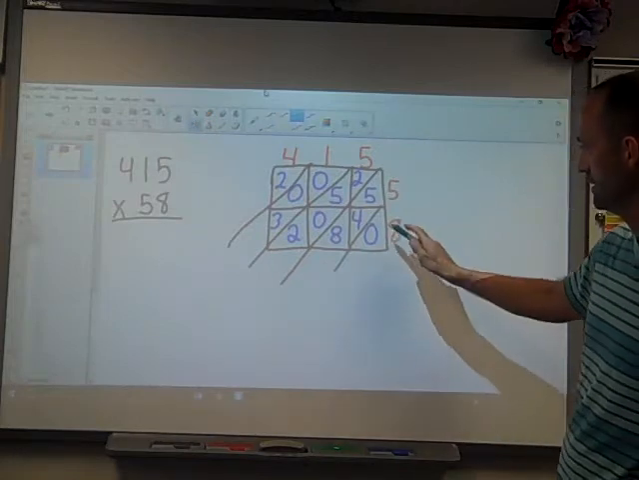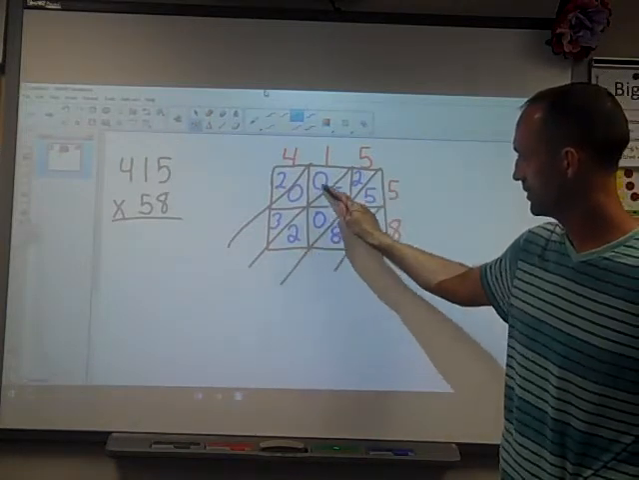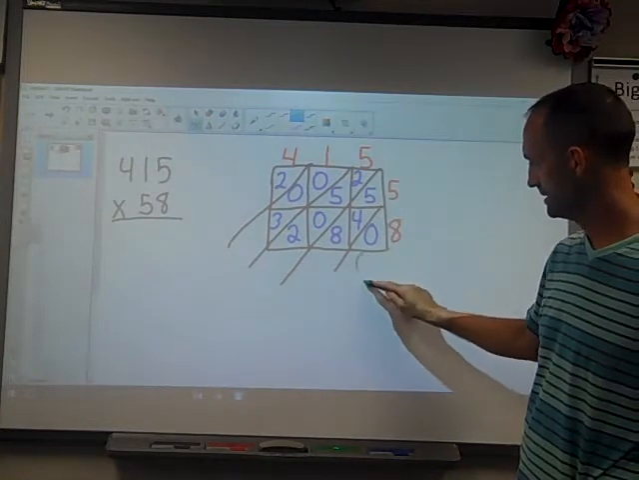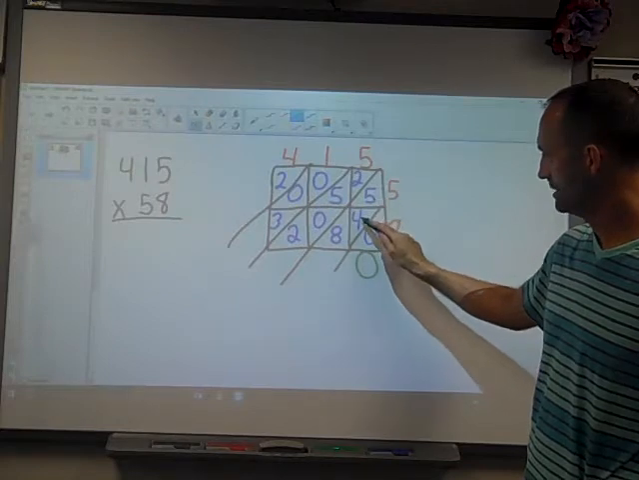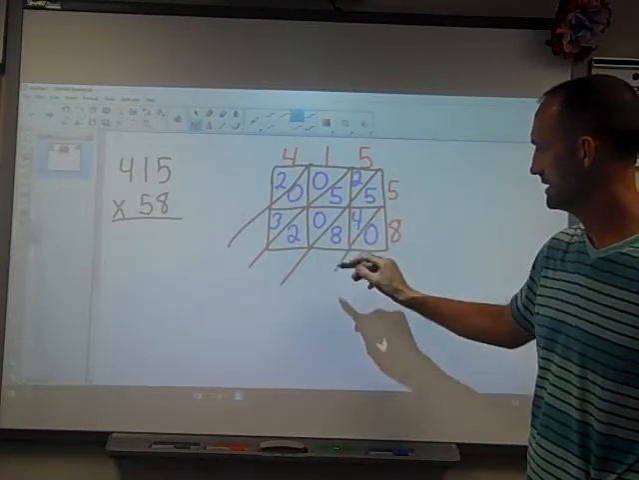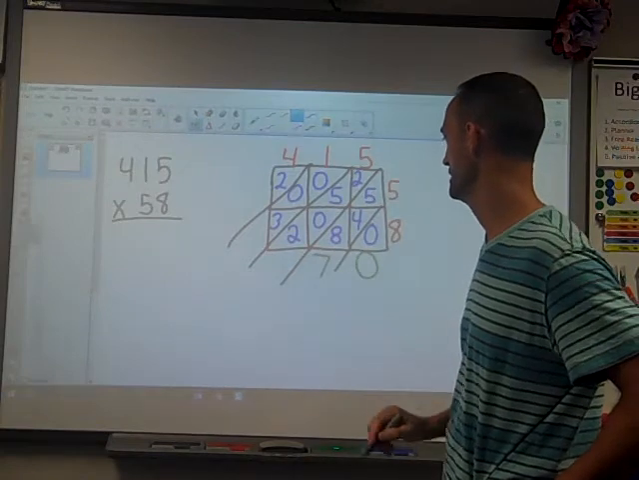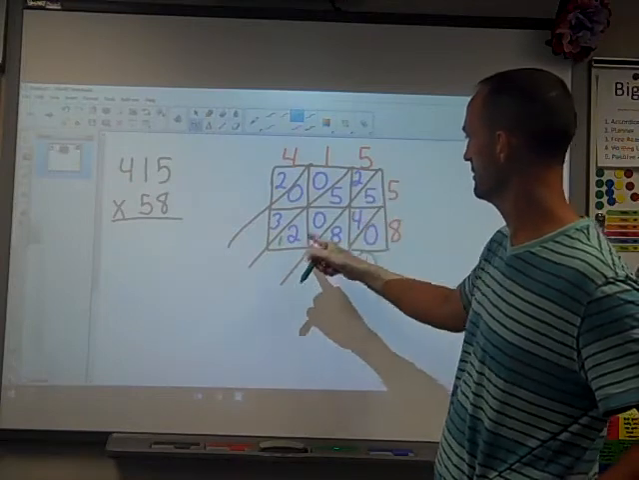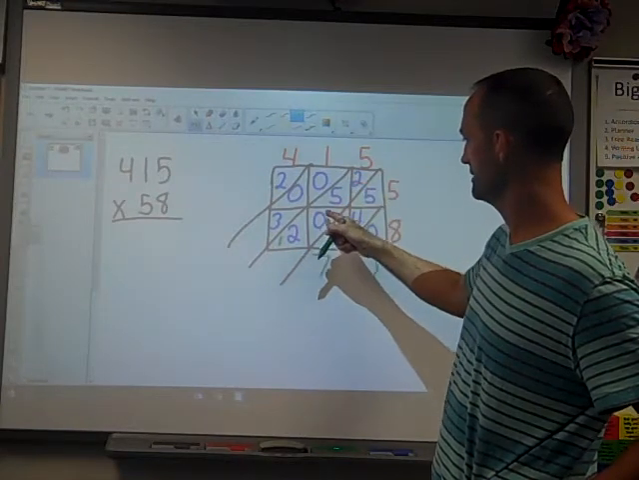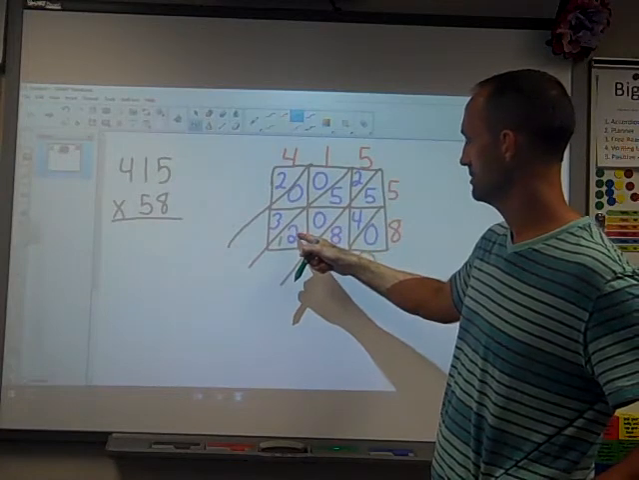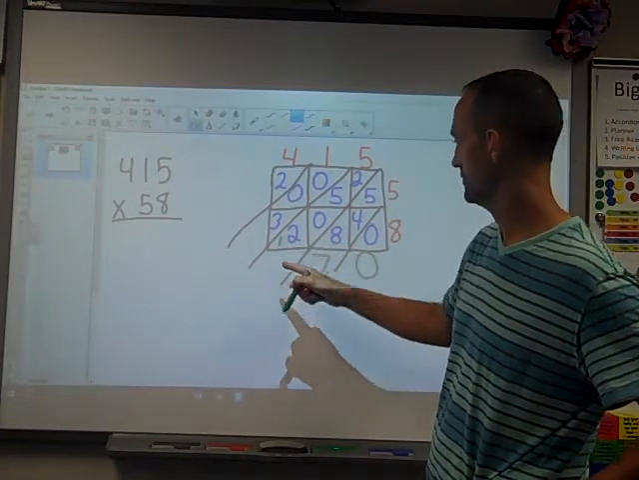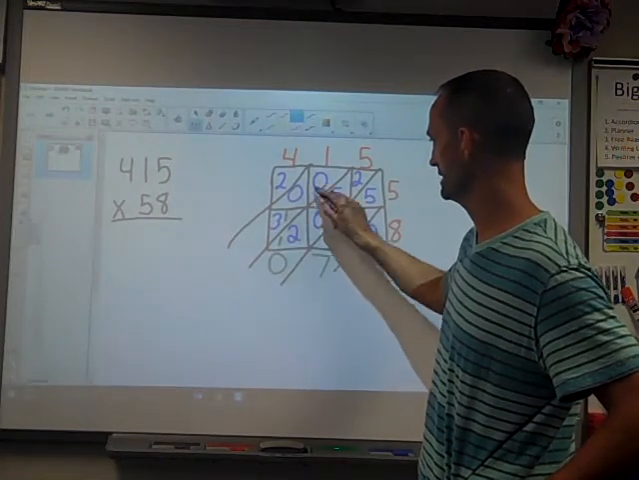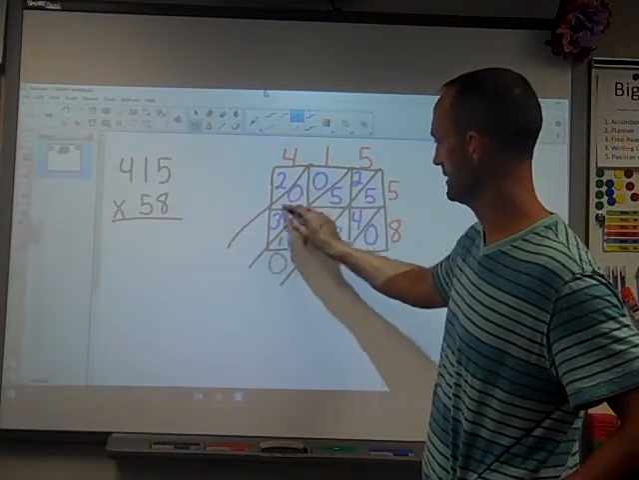And then we end it by looking in the diagonals, and we're going to add inside the diagonal. So here we have just a 0. 5 plus 4 is 9. 9 plus 8 is 17. I put the 7, carry the 1 into the next row. 5 plus 2 is 7, plus 0 is 7, plus 2 is 9, plus 1 is 10. I put the 0 there, carry the 1 into my next row here diagonally.